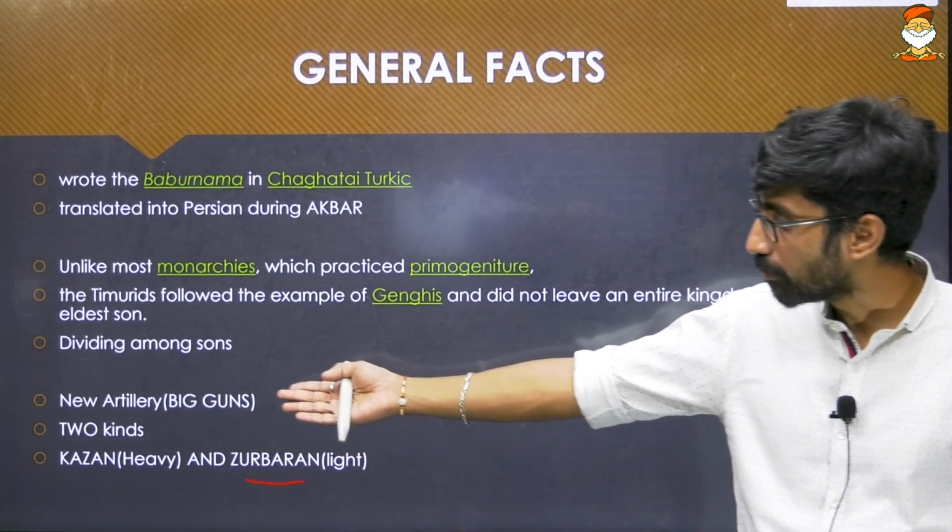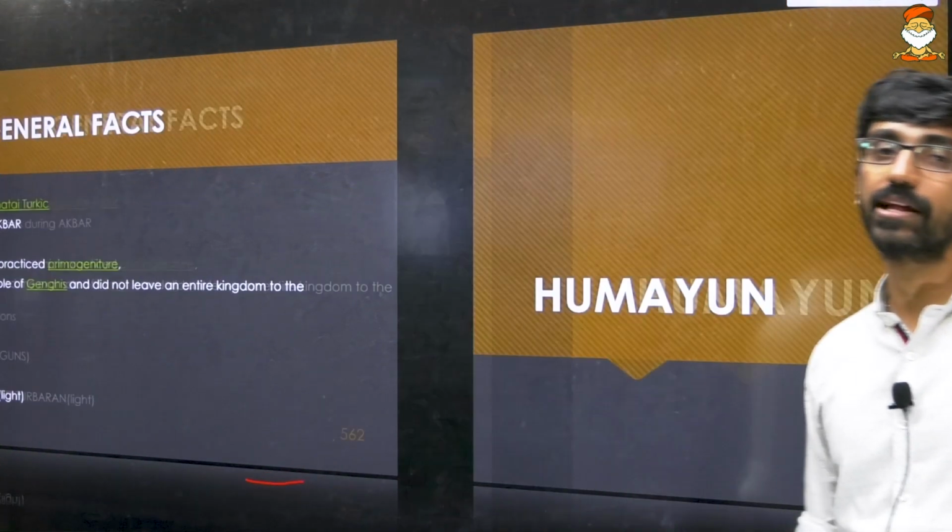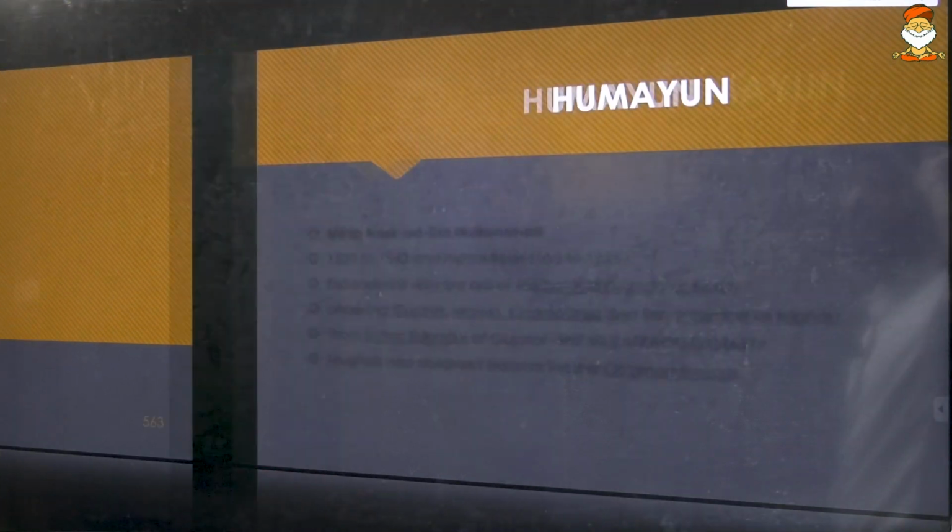So these are new things: Babur introduced two new guns, Kazan as well as Zurbar, that is light artillery as well as heavy artillery. Then Humayun, not so important politically.